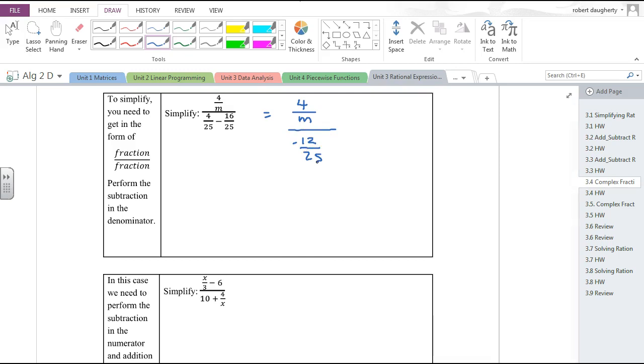Yeah, so 4 over m times negative 25 over 12. And then to simplify this, what's 12 divided by 4? That's 3. Okay. So the answer is what? Minus 25 over 3m.